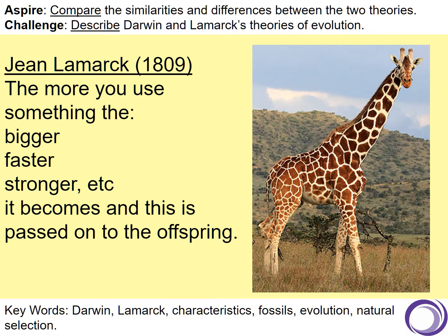Because Lamarck said, the more you use something, the bigger, faster and stronger it becomes, and this is passed on to the offspring. So the first part of his theory is correct. It would become bigger or faster or stronger in the examples on muscles if you use them more. But it's the second part that's incorrect because it wouldn't be passed on to its offspring.